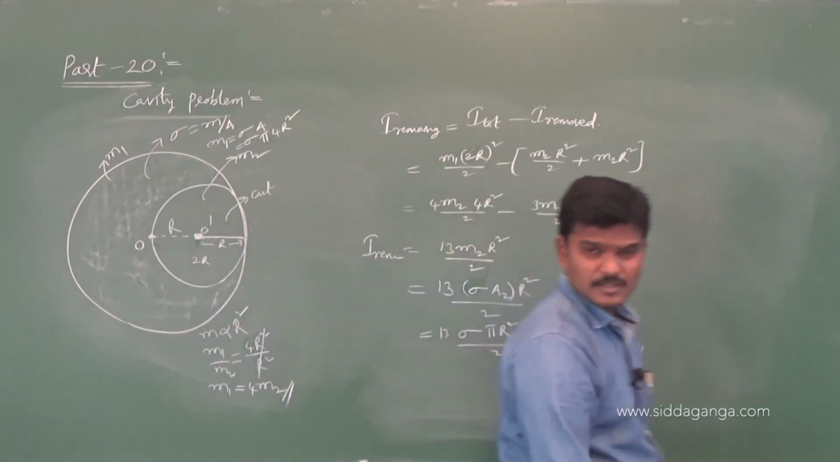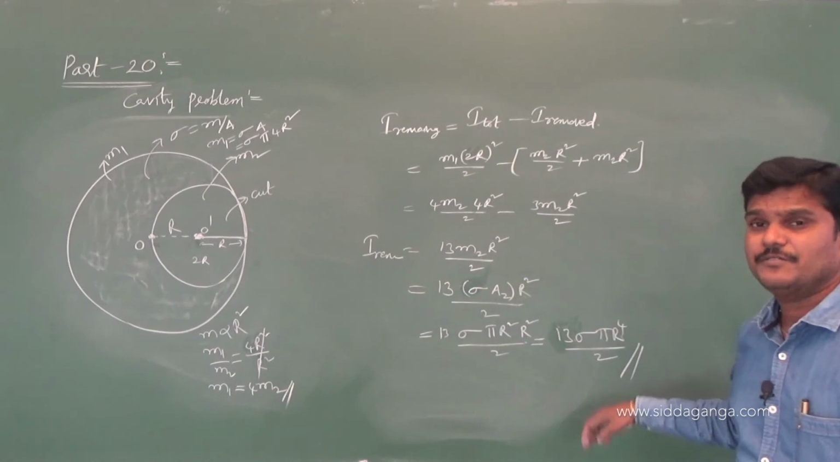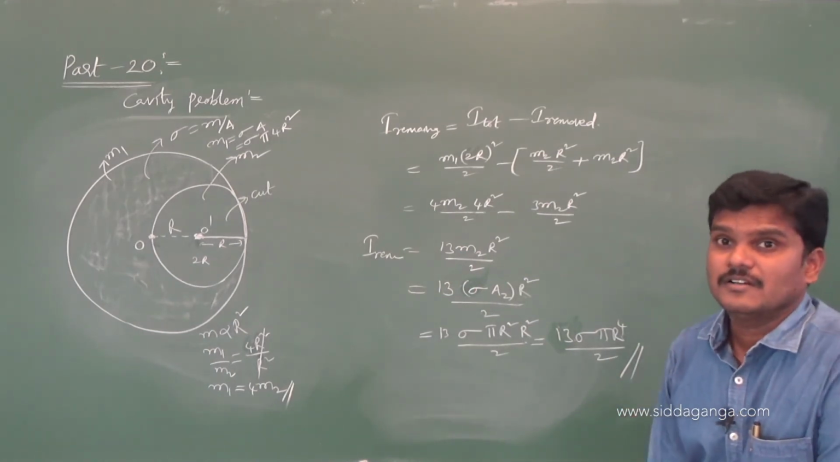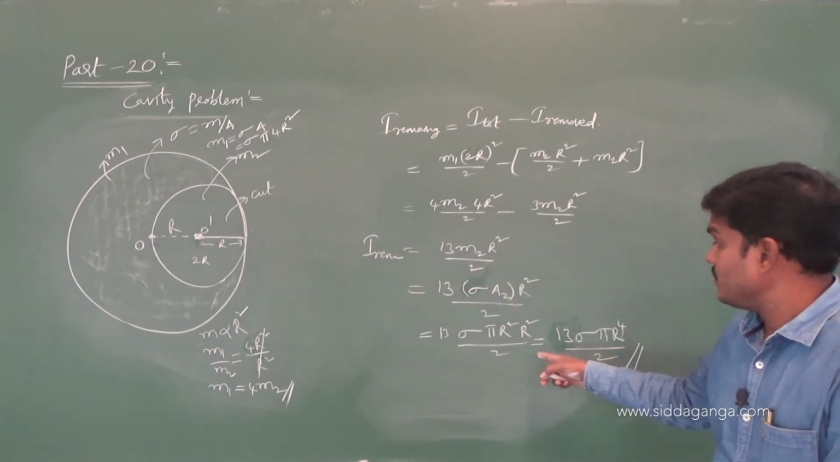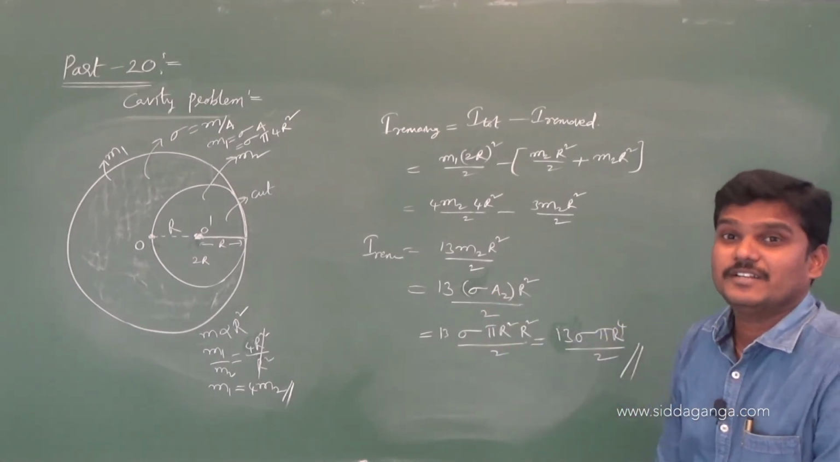13 sigma pi r power 4 by 2. This is in terms of m2 that I am getting. If you want to get it in terms of m1, then what will you get? m1 by 4, 4 into 2, 13 by 8 you will get in terms of m1.